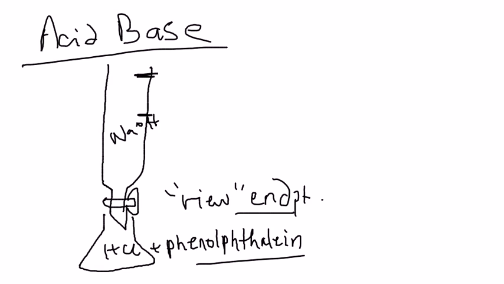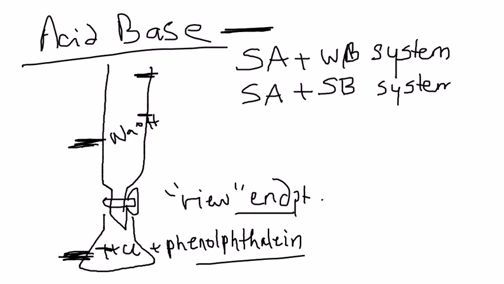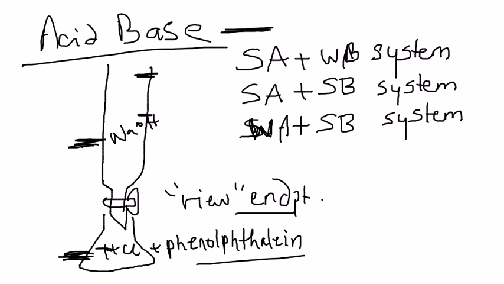But realize, in an acid-base titration reaction, for every acid, you have a base. That means an acid cannot react with an acid. It won't give anything. You must have a base that should react with an acid. So you can carry out a titration if you have a strong acid, weak base system. You can carry out a strong acid, strong base system. You can carry out a weak acid, strong base system. But you cannot have a weak acid, weak base system. That will not give you good titration numbers.